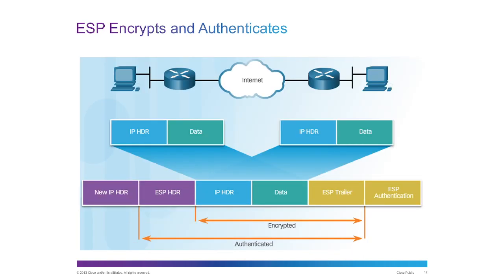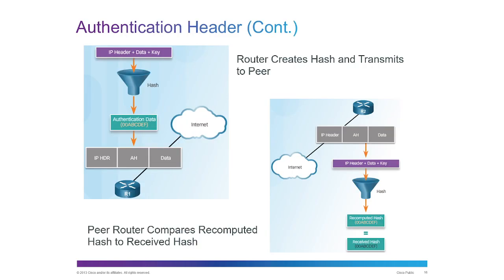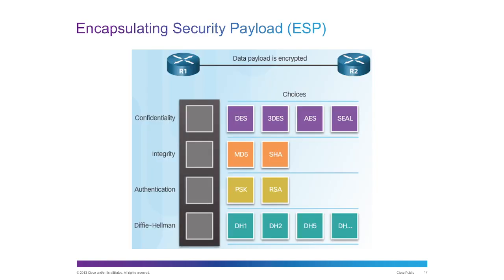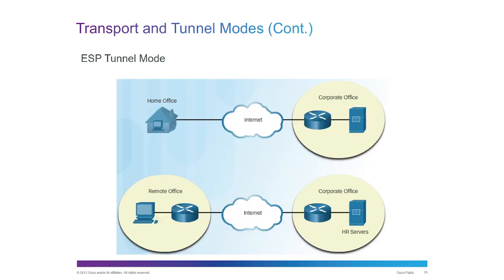So as you can see, ESP tunnel is much more complicated or involved compared to something like an authentication header, because the authentication header is a fairly simple protocol which just computes the hash and adds that authentication data as part of the authentication header. Whereas the tunnel mode in ESP is much more involved as a protocol.